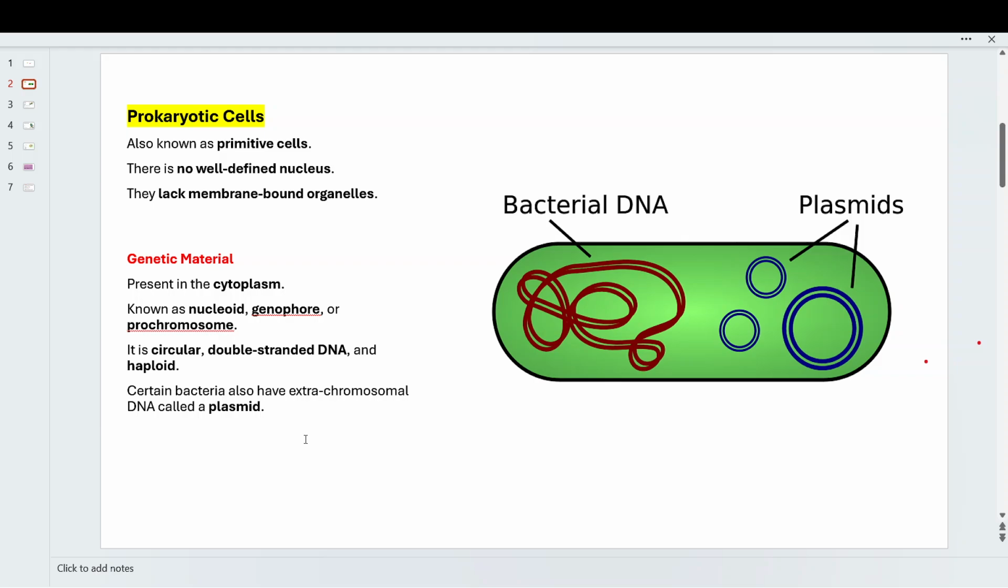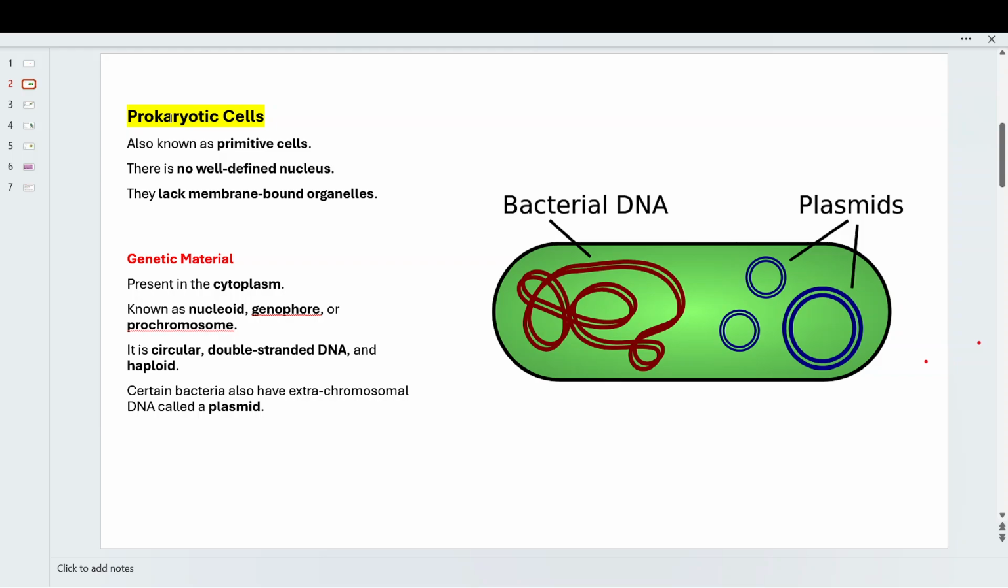Prokaryotic cells, also called primitive cells. Pro means primitive, karyotic means nucleus. Okay, primitive nucleus cells. It's called a primitive cell. So why primitive? Because they are considered the earliest or oldest form of life on Earth.